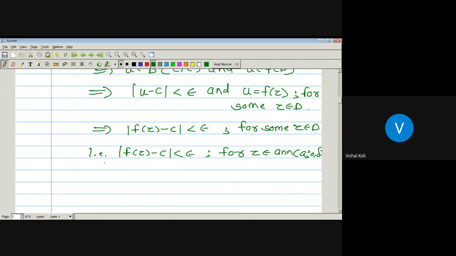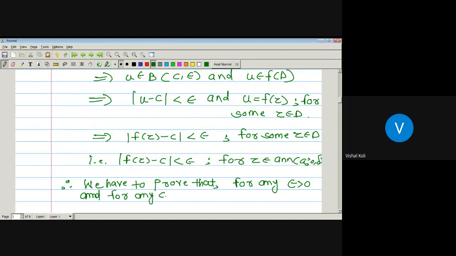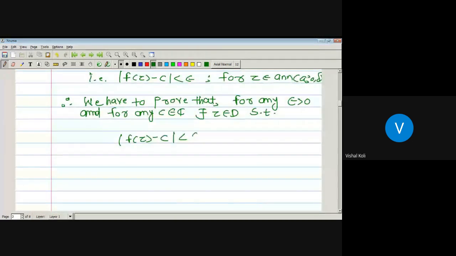Okay, and actually that one we have to prove. So therefore we have to prove that for any epsilon greater than 0 and for any small c belonging to the complex number system C, there exists some complex number z belonging to the annulus of a, 0, delta, that is D, such that modulus of f of z minus c is less than epsilon for some z belonging to D, that is, 0 is less than modulus of z minus a, which is less than delta, since it is nothing but the annulus of a, 0, delta. That one we have to do.